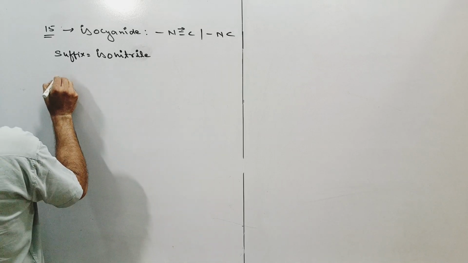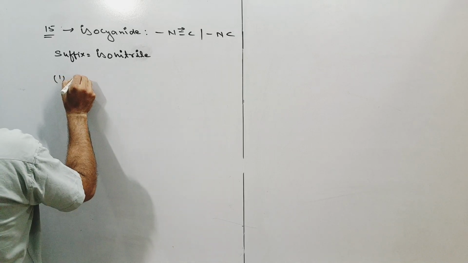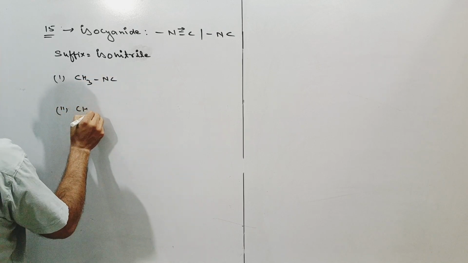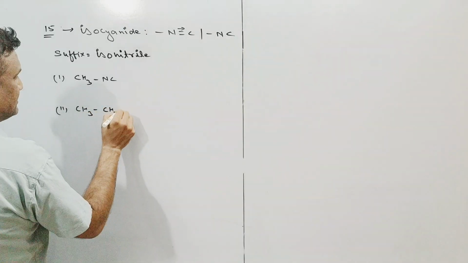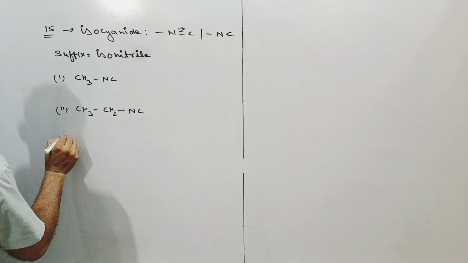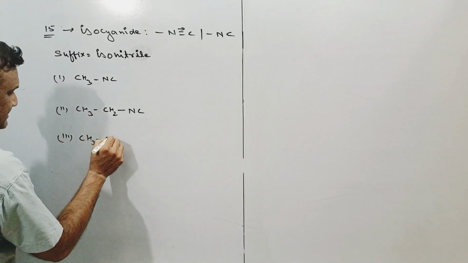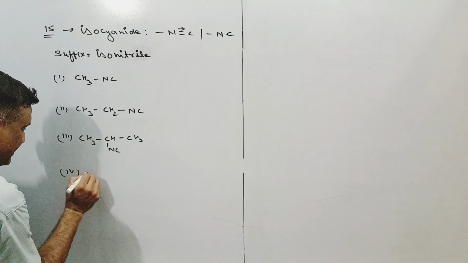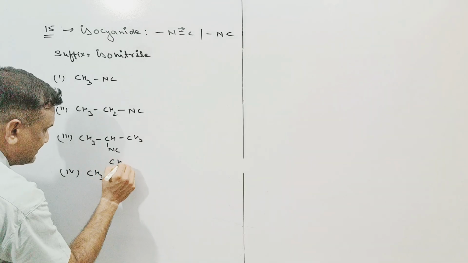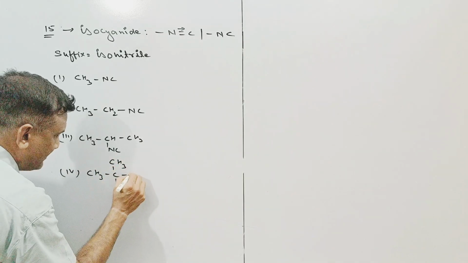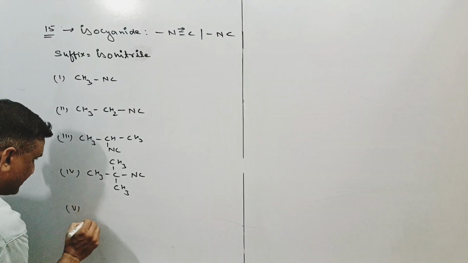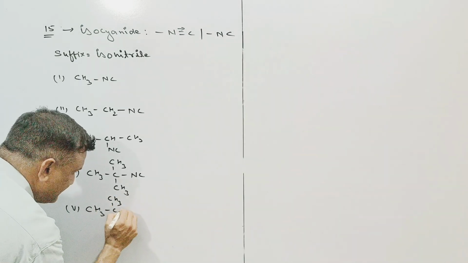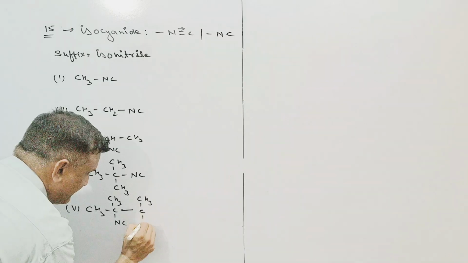Now it is time to discuss the structures. We can take as follows: CH3, this is the NC. This is the second compound: CH3, this is the CH2, this is the NC. You can take as follows: CH3, this is the CH, this is the NC, this is the CH3. This is your fourth compound. You can take CH3, this is the CH3, this is the CH3, and this is your NC. If you go with the seventh compound, then CH3, C-CH3, this is the NC. This is the C-CH3, this is your NC.